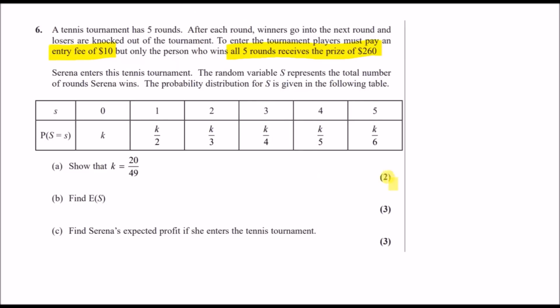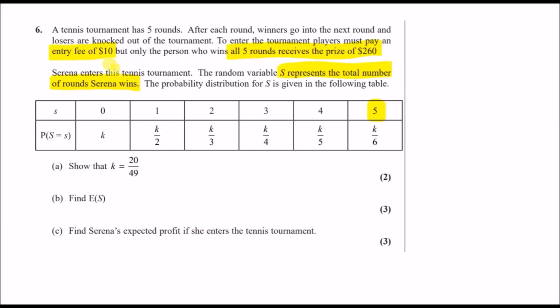Important thing to note here, this variable S represents the total number of rounds that she wins, right? So for example, if S is 5, it means she's won all 5 rounds, yeah? This means the probability of her winning all 5 rounds is K over 6. So it looks to me like everything's going up by 1 at the bottom.